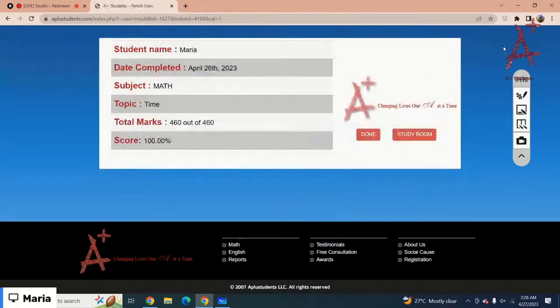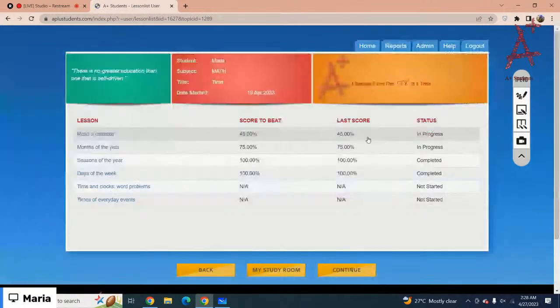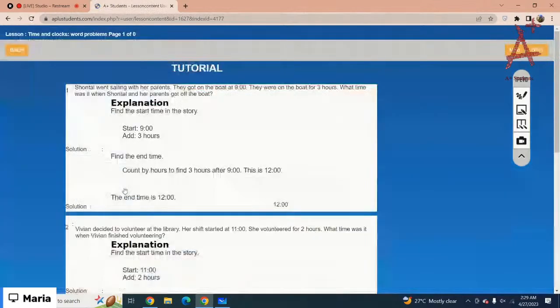Okay, we are done with the lesson. Let's just move on to the next lesson. And the next lesson is time and clock word problems. So let's just start with the word problems.